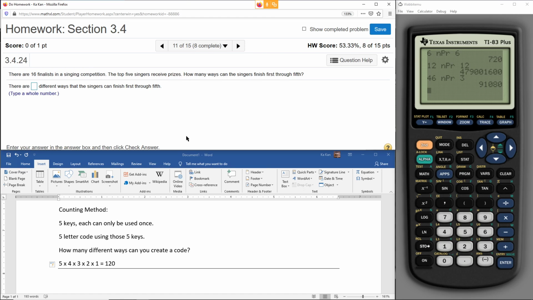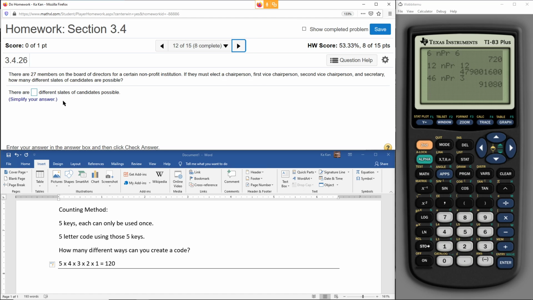It's the same problem over and over. 16 finalists, top 5 receive a prize. How many ways can the singers finish first through fifth? So it's rank. Those positions are ranked out of 16, so there'll be 16P5, but you can try it out. Next, 27 members: if you must select a chairperson, vice chairperson, notice those positions are all ranked. So again, you're picking 4 positions out of 27 people. That's 27P4. It's a permutation problem.